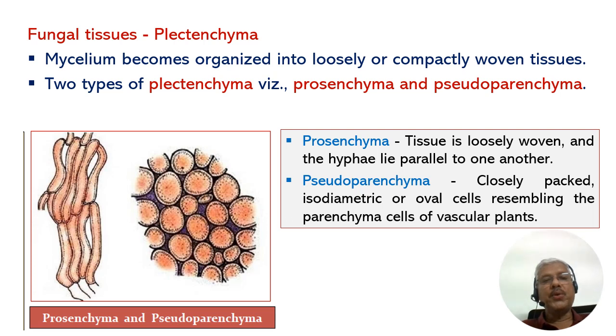Then fungal tissues. During certain stages of the life cycle of most fungi, the mycelium becomes organized into loosely or compactly woven tissue called plectenchyma. There are two types of plectenchyma, namely prosenchyma and pseudoparenchyma.